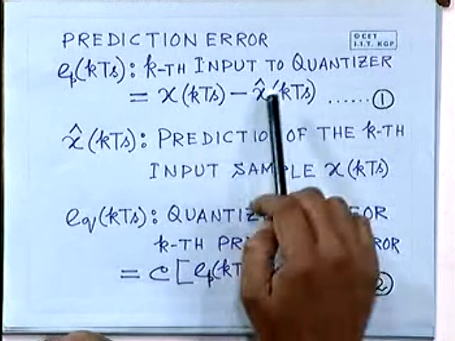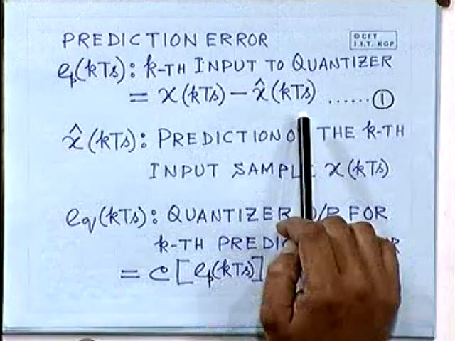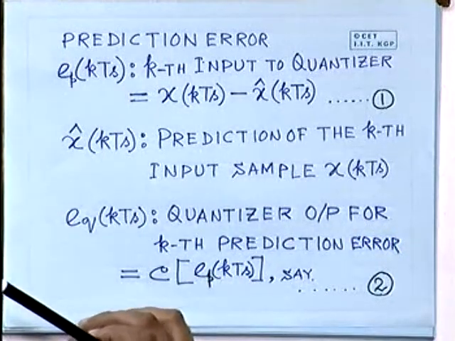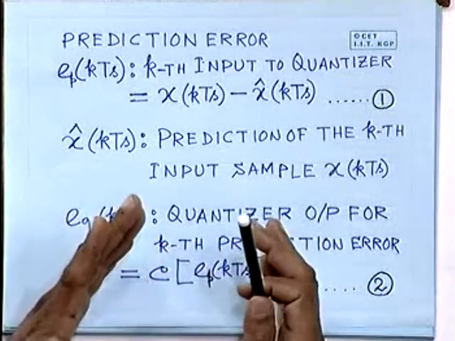Because his point is, see, X cap KTS cannot depend on XKTS, the kth input sample. It can depend only upon X K minus 1 TS. It may also depend on X K minus 2 TS, and X K minus 3 TS, all previous samples, but it cannot depend on the present sample or the sample which is expected just now. Why? X is a random signal, so we don't know XKTS, that is going to arrive.